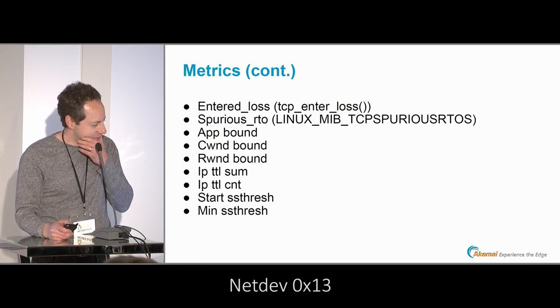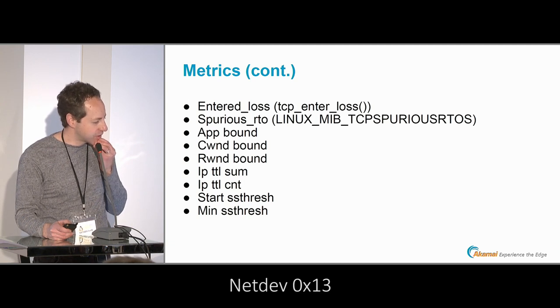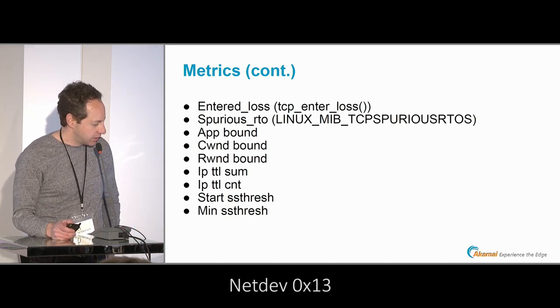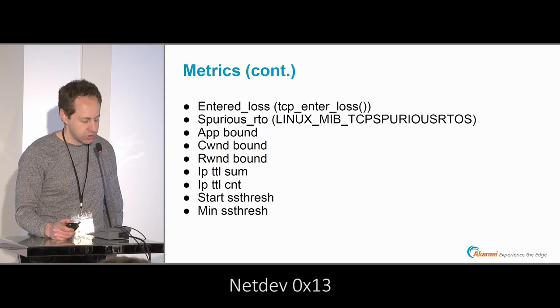We actually have one around TTL. So that's actually the receiver TTL field. We count that, like, the number of hops, I guess, to see how far things are. So those are some of the stats.